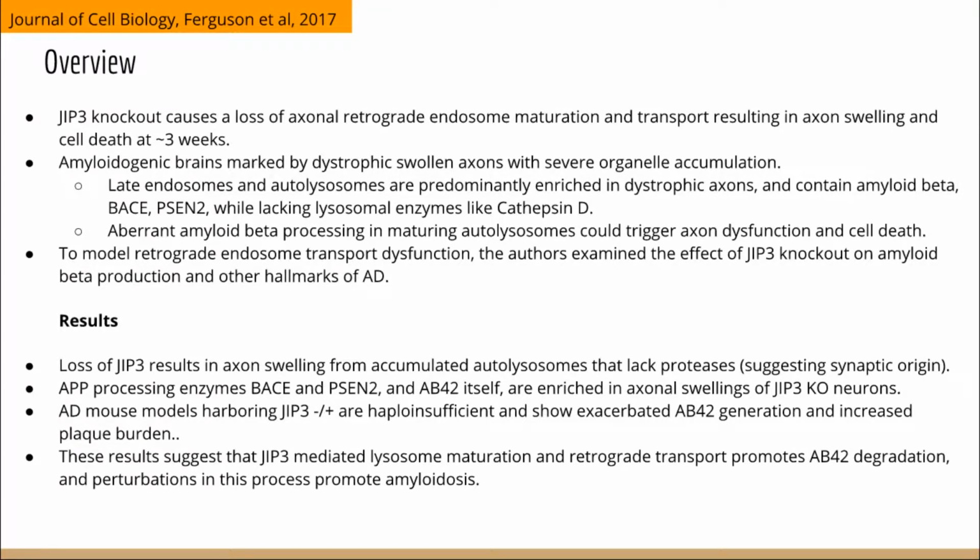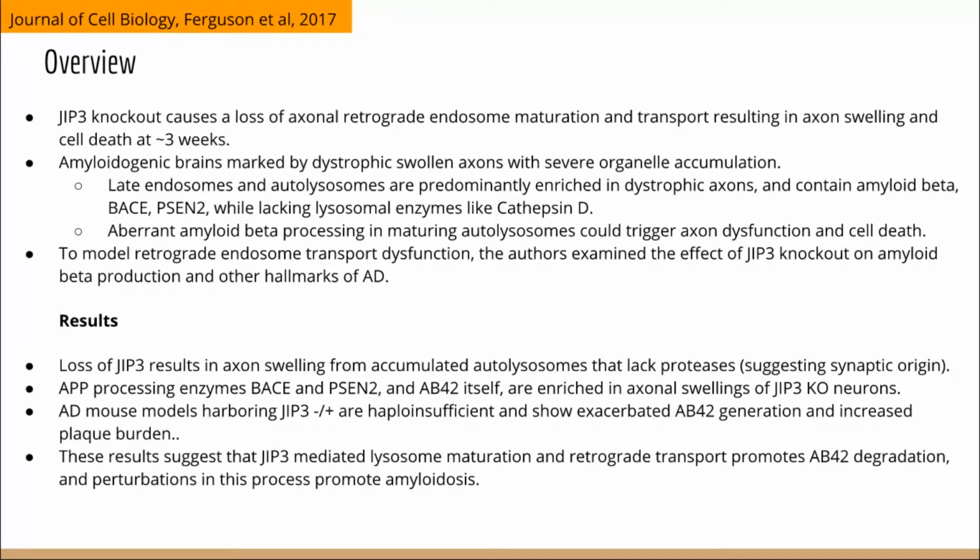They began by first confirming that loss of JIP3 results in the characteristic swelling of axons and the accumulation of these autolysosomes and late endosomes. And additionally, the accumulated organelles lacked proteases, suggesting that they were coming from the synapse. Next, they observed that APP processing enzymes were abundant in JIP3 knockout axon swellings, as well as amyloid beta 42 itself. So these JIP3 knockouts are actually showing the molecular signature of Alzheimer's disease. That right there I thought was really tremendous and amazing. JIP3 knockouts almost create a model of Alzheimer's disease.